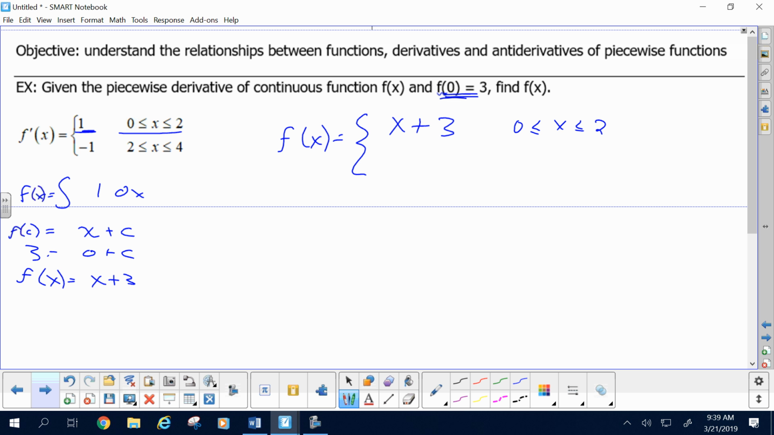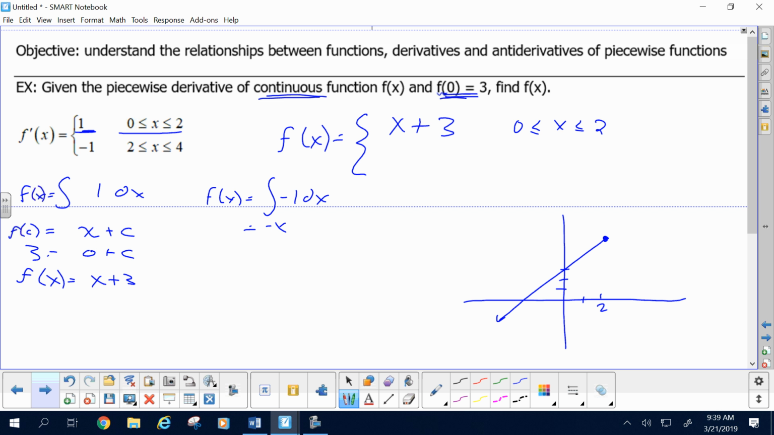Now, it's a continuous function. So that branch that I just found, which is a line that looks like this, when it hands off to the other function, they're supposed to meet. It's continuous, right? So I need to integrate the next function, but the point I'm going to use is different, right? So stick with me. On the next integral, when I go to integrate the next function, it's negative x plus, I'm going to call it c2 because it's not the same constant here.